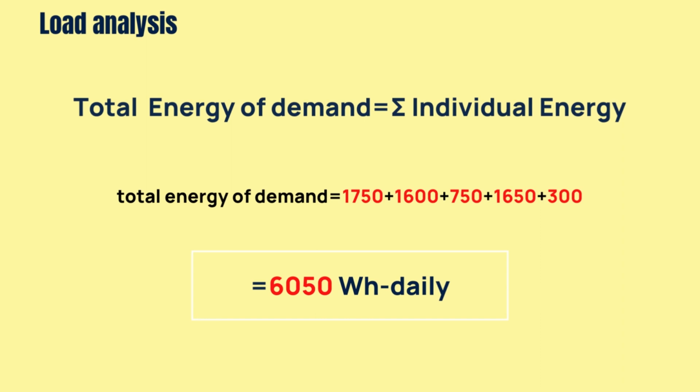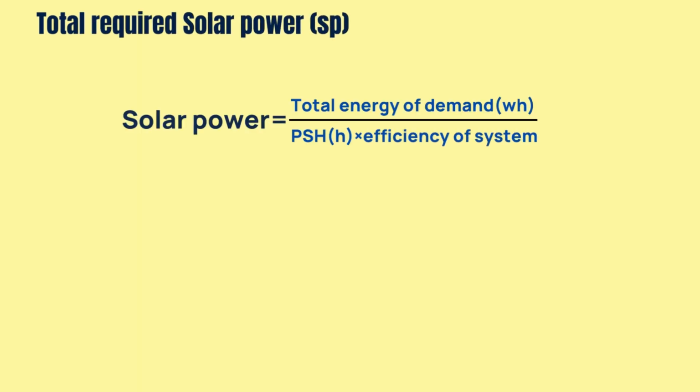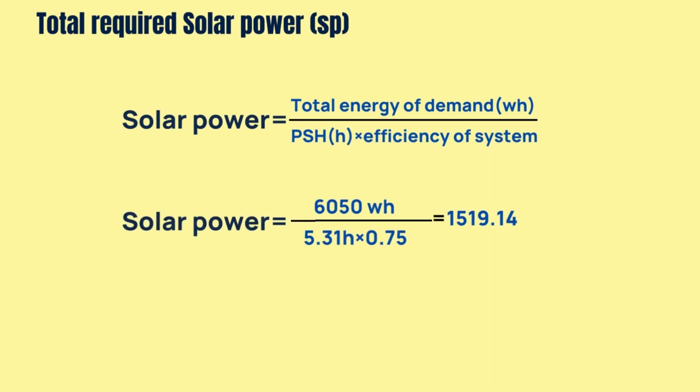After that we can find the total daily energy demand by summing the individual energies, and the result we got is 6050 watt-hours daily. To find the total required solar power, we will divide the total energy demand by the peak sun hours multiplied by the efficiency of the system. The efficiency of the system, which is provided in the datasheet in the design, includes the derating factor, efficiency of the inverter, AC and DC cables, etc. So the total solar power we got is 1520 watts.